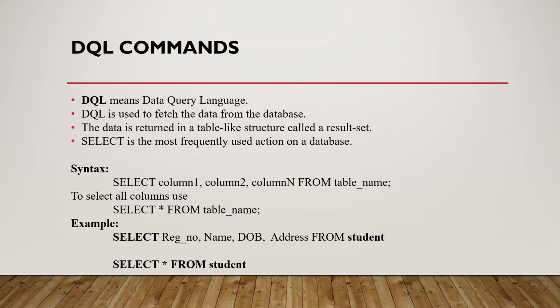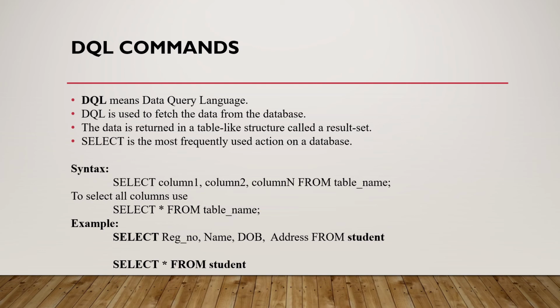Syntax: select column 1, column 2, column n from table name. If you want to select particular columns in the table, you can use this syntax. To select all columns in the table, you can use this syntax: select star from table name.